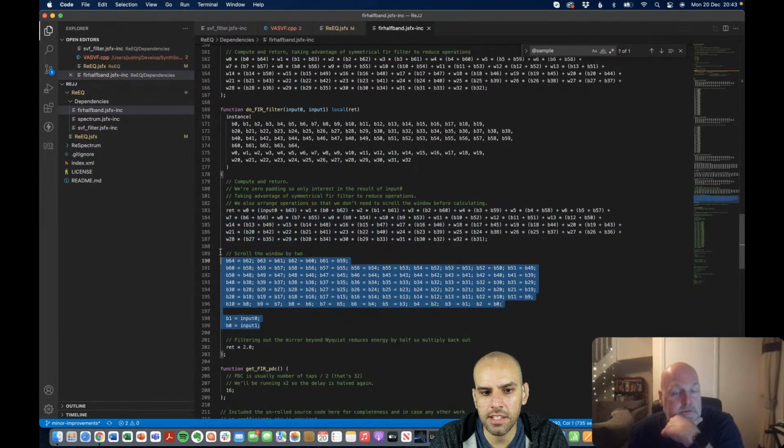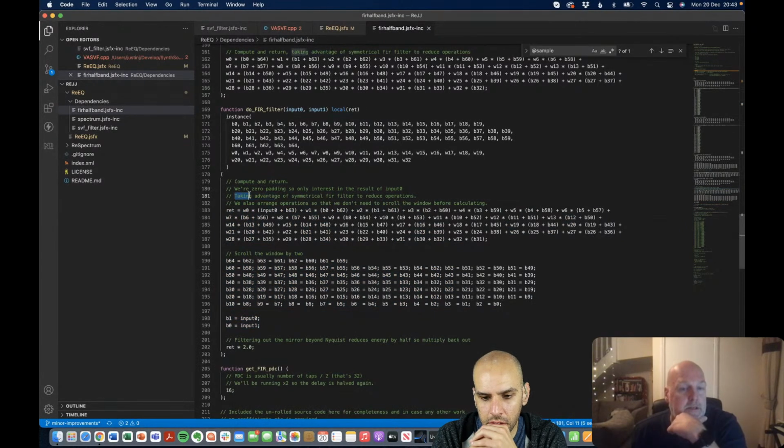So I guess the idea is that you are doing the decimation and the filtering in a single pass. Yeah, well, the other thing that I'm doing as well, I could have commented this a little bit more, couldn't I? With zero padding, we're only interested in the result of input 0, right? And then we're also taking advantage of the symmetrical FIR filter. So there's 2 optimizations in one here.